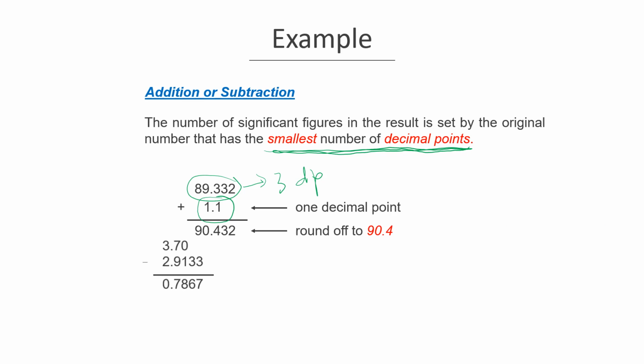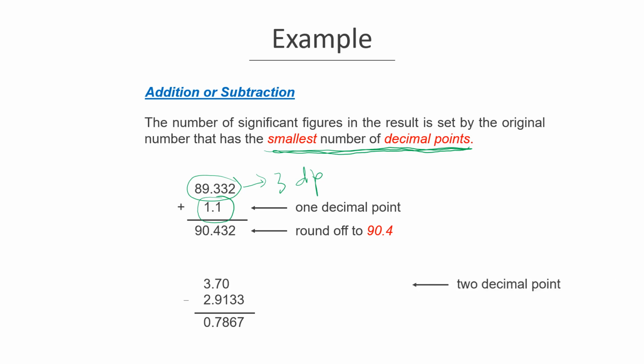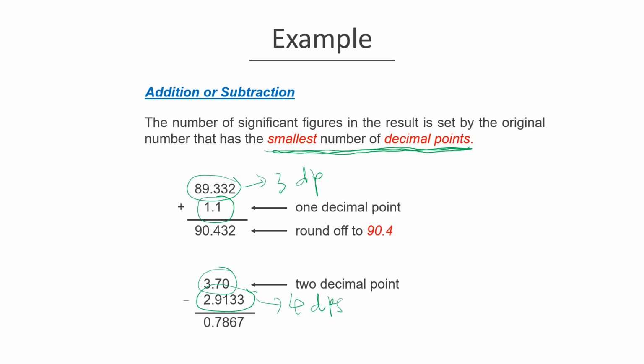90.4. The same goes for subtraction, when we have the values given here, 3.70 minus 2.9133 equal to 0.7867. So here we have 2 decimal points, and here we have 4 decimal points. So we take the smallest number of decimal points to round off the result to 0.79.